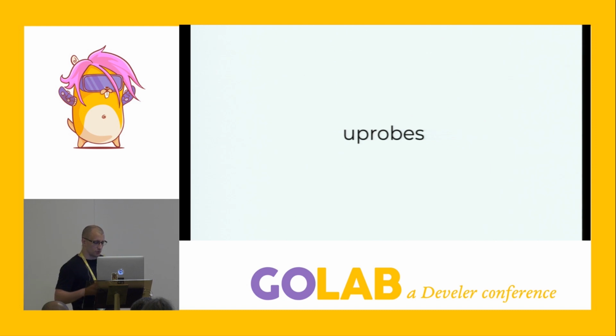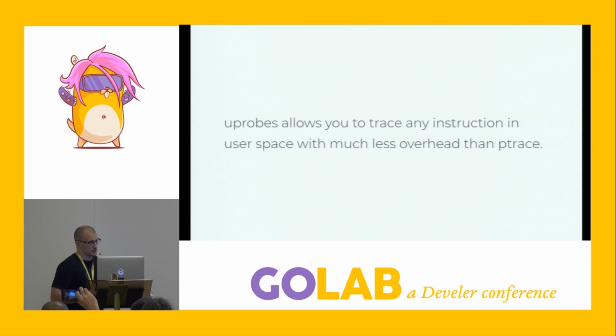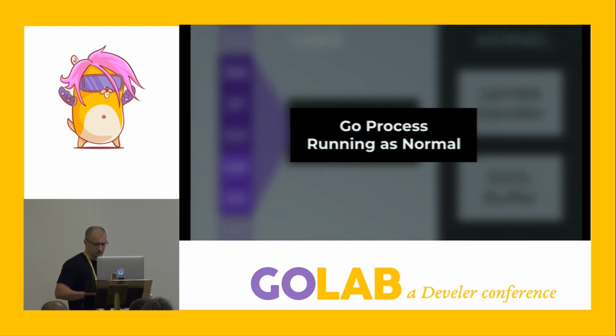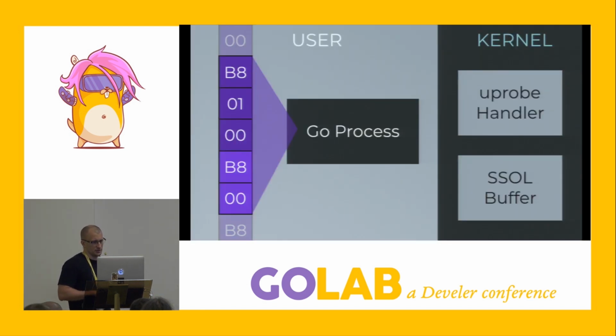Uprobes are user space probes. It's a feature of the Linux kernel, and they allow you to trace any instruction in user space with a lot less overhead than the techniques we've been demonstrating. So let's look at how uprobes operate here. We have our Go process running as normal. We go to set the breakpoints, and in this case, the kernel will copy the entire instruction that it's modifying into kernel memory in a place called the single step out of line buffer. It'll then take that CC value, the breakpoint value, and write that into the process memory.